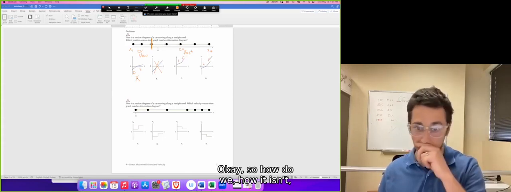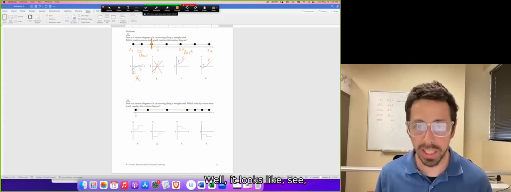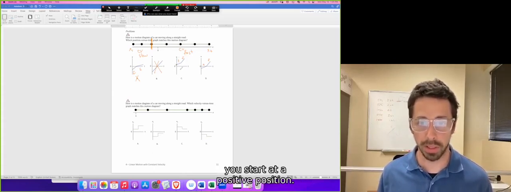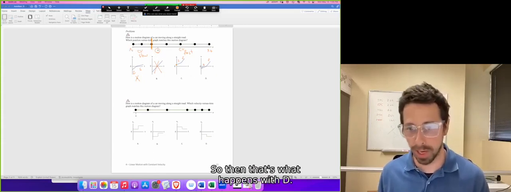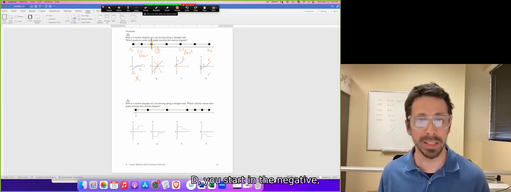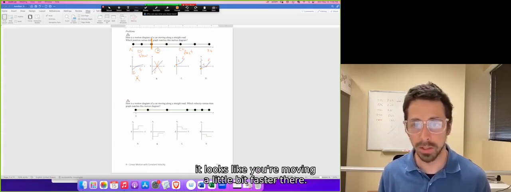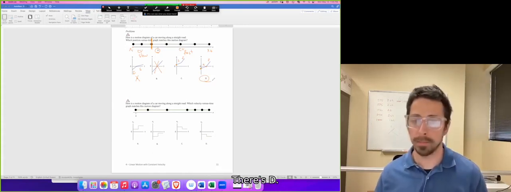Okay, so how do we do this one? What's different about C and what's different about D? Well, it looks like C, you start at a positive position. Ooh, there's my origin. It looks like for this one, x1 is a negative. So that's what happens with D. D, you start in the negative. You start slow, and then you hit the origin. Right when you hit that origin, it looks like you're moving a little bit faster there. So there we go. There's D.